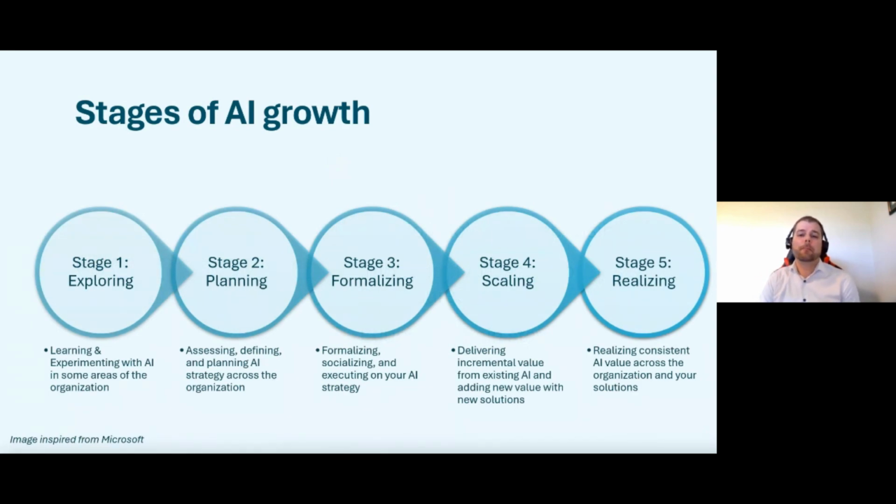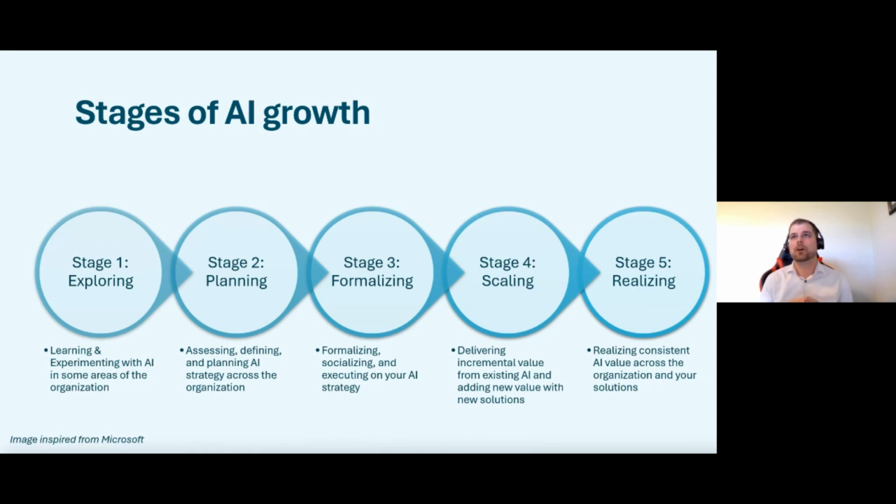So Microsoft has these five stages of growth for organizations that they talk about. A lot of us hopefully are at stage 1 right now, right? So we're starting to explore AI. We want to know what it's about. Maybe we're experimenting with it a little bit as we move through our organization into that planning phase.